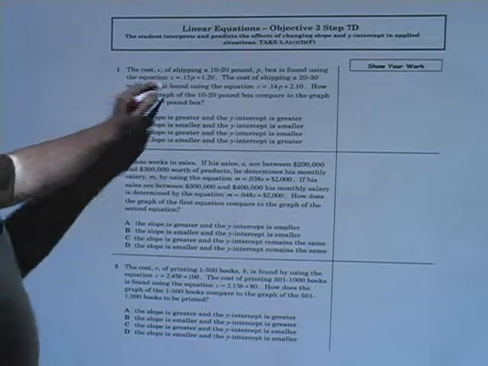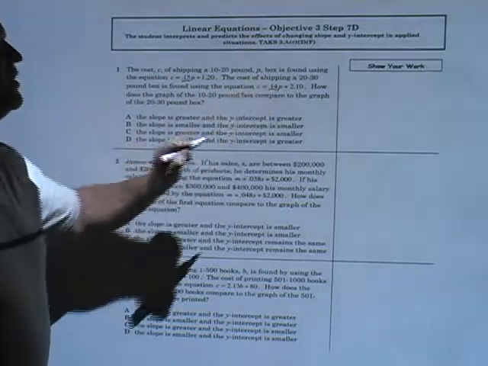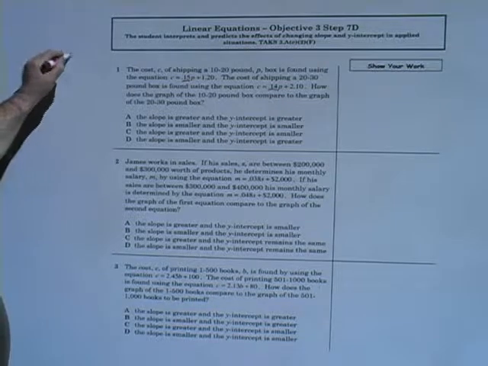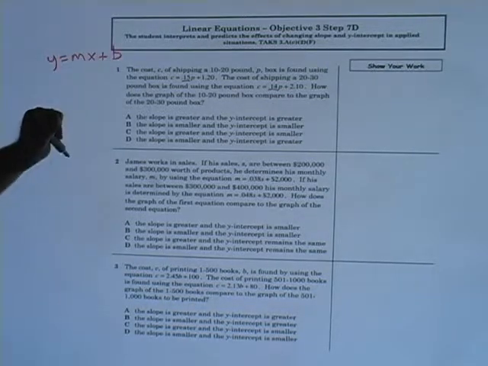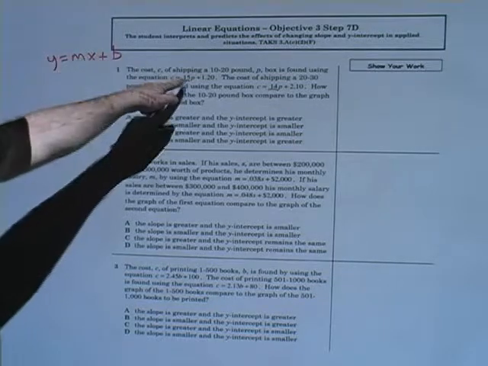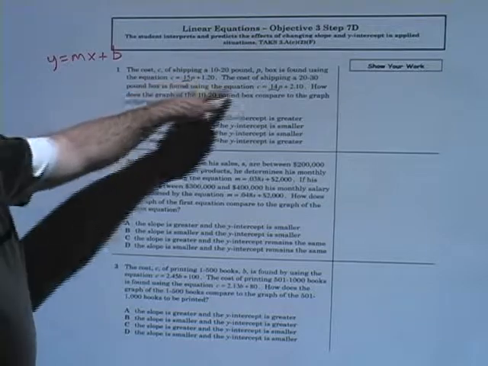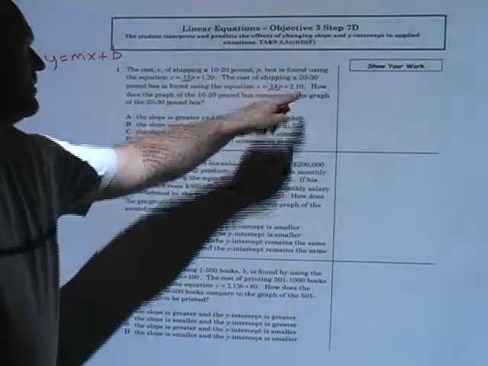Okay, all you have to do is look at this number and this number for your slope. Remember, it looks a lot like that equation, doesn't it? Where m is the slope. Here you have the slope with the P, and this is the y-intercept out here.